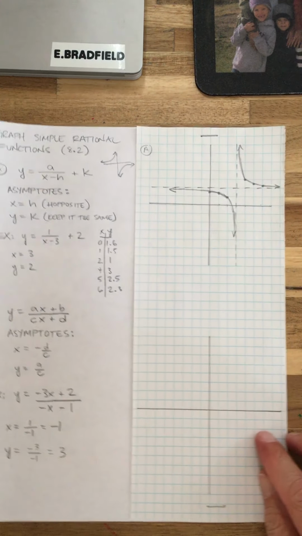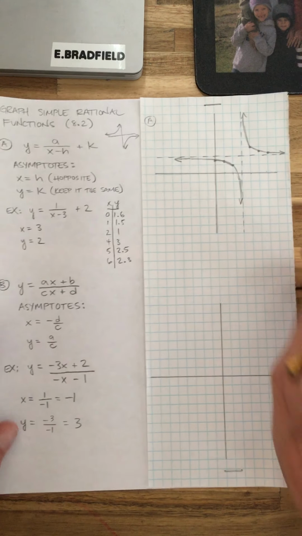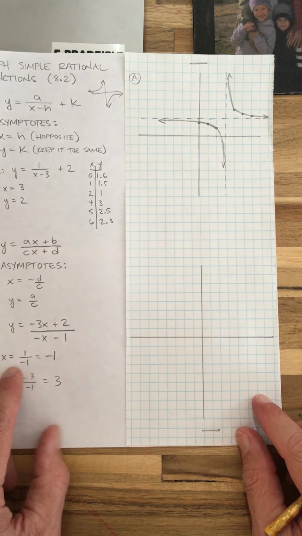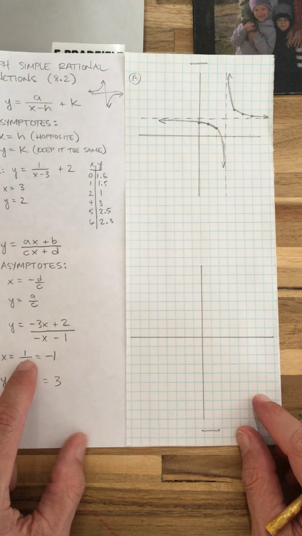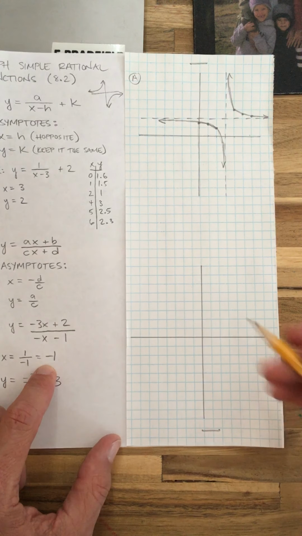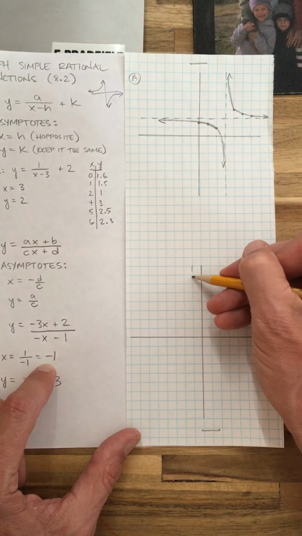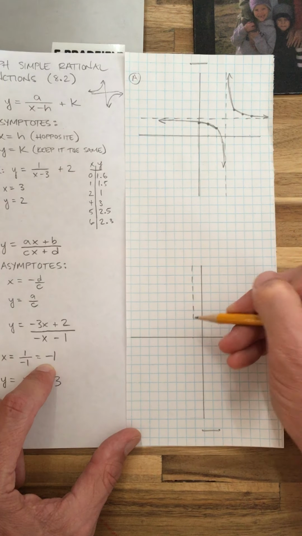Hopefully everything fits on this graph. All right, I'm hoping. Yeah, it looks like it will. So here's my vertical asymptote. X is -1, so count on the x-axis 1 space in the negative direction. So here's my vertical asymptote.